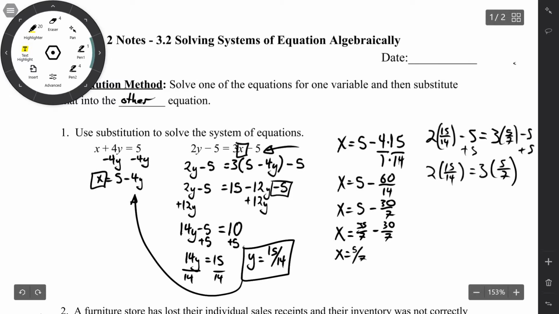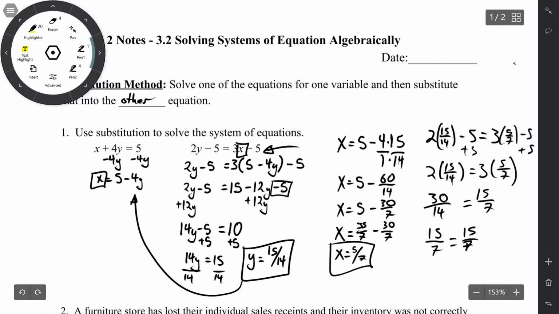All right, so multiplying this one on the left-hand side here would give us 30 over 14, and this would give us 15 over 7. They're actually the same number. This one's just not reduced quite yet, so we'll do that. 30 over 14 would reduce to 15 over 7, and that proves that our two solutions work.